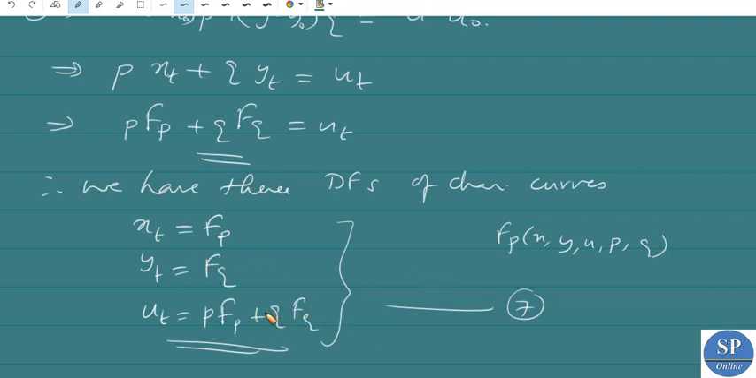But in the case of nonlinear PDE, we have to find the equations for p and q also. That we can discuss in the next lecture.